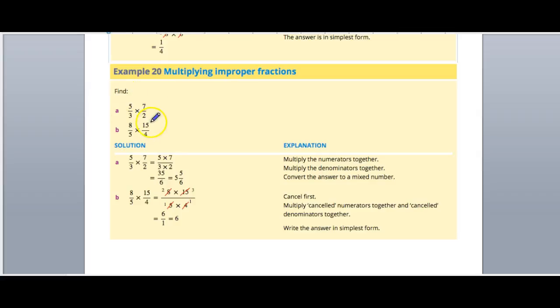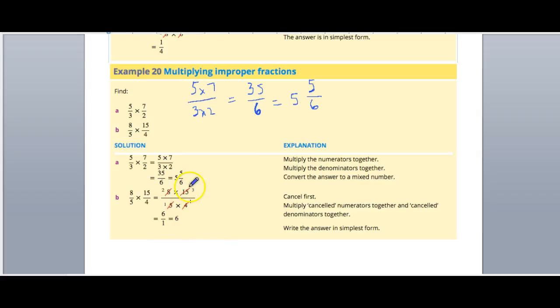Okay, so 5/3 times 7/10. So you can multiply the numerator, so 5 times 7 over 3 times 2. 5 times 7 is 35, and 3 times 2 is 6. Okay, so how many times does 6 go into 35? So if you know your 6 times tables, it is 5. So 5 times 6 is 30, leaves us with 5 remainder. So it's 5 and 5/6.